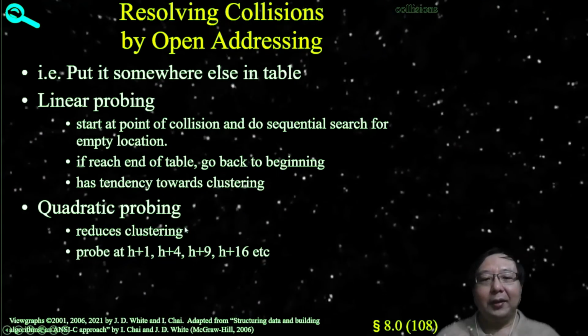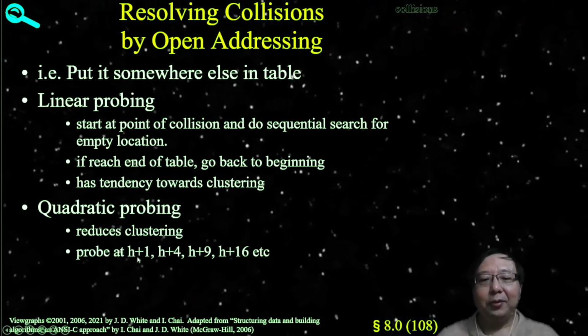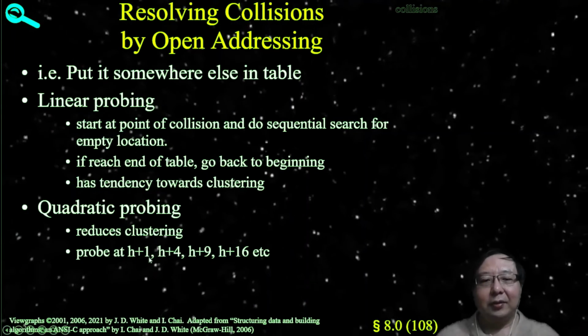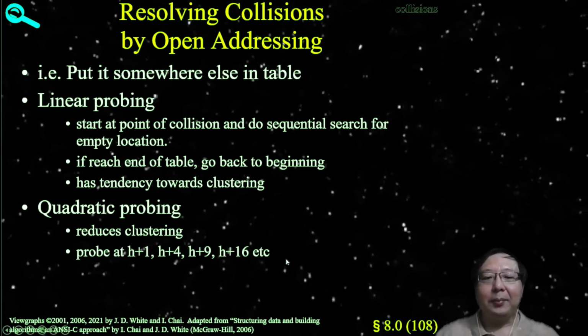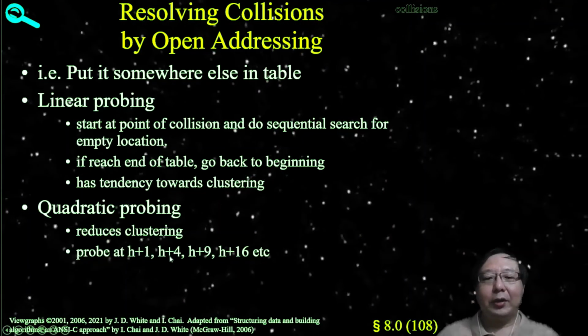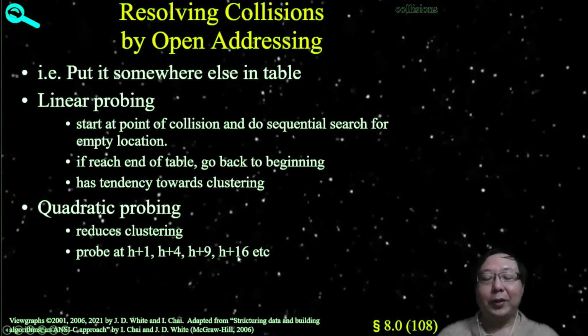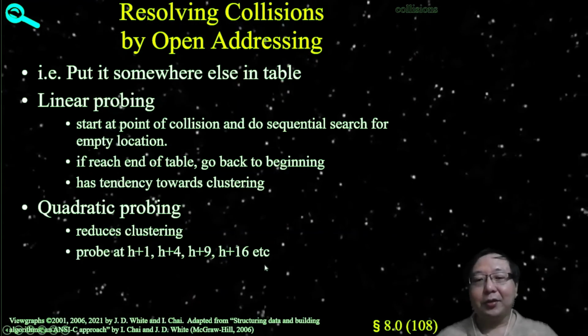Quadratic probing tends to reduce clustering. You go first h plus 1, then h plus 4, then h plus 9, then h plus 16, and so on. That means it's 1 squared, 2 squared, 3 squared, 4 squared, okay? 5 squared, 6 squared, and so on.